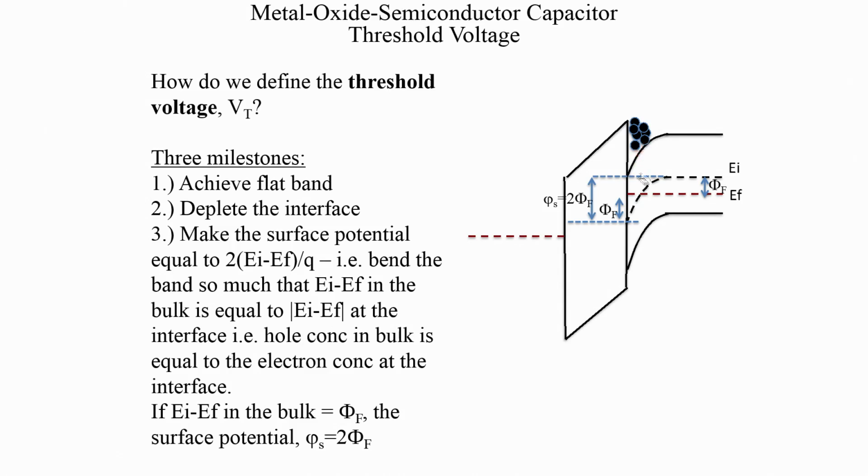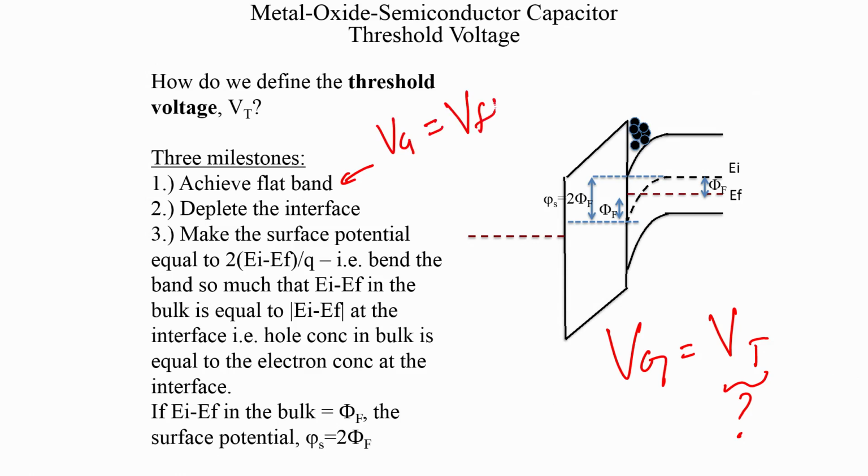Now, let us see how to define threshold voltage. There are 3 milestones, and you need to cross these 3 milestones. How do I define Vt in a more quantitative manner? Vt looks good, but what is Vt exactly? What does it depend on? Firstly, let us make the bands flat. We do not know what the equilibrium gives you, so let us first make the bands flat. Vg must first equal the flat band voltage.